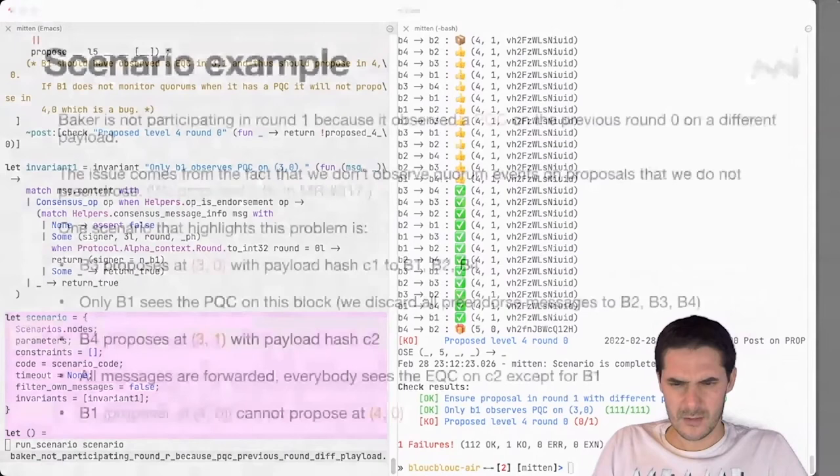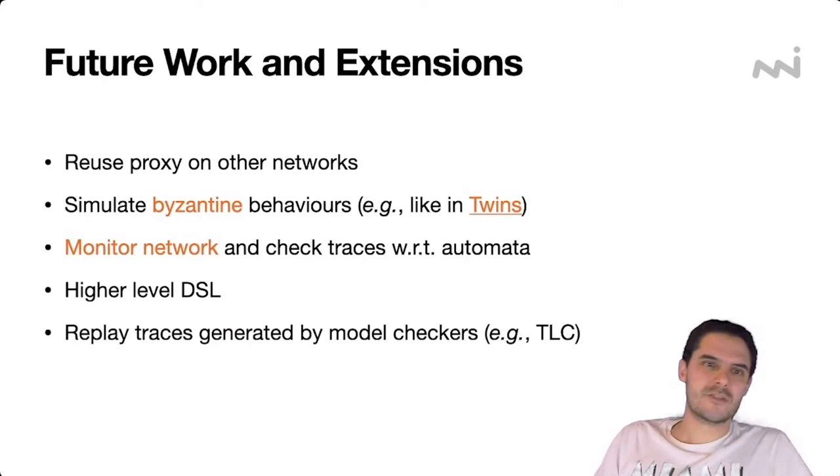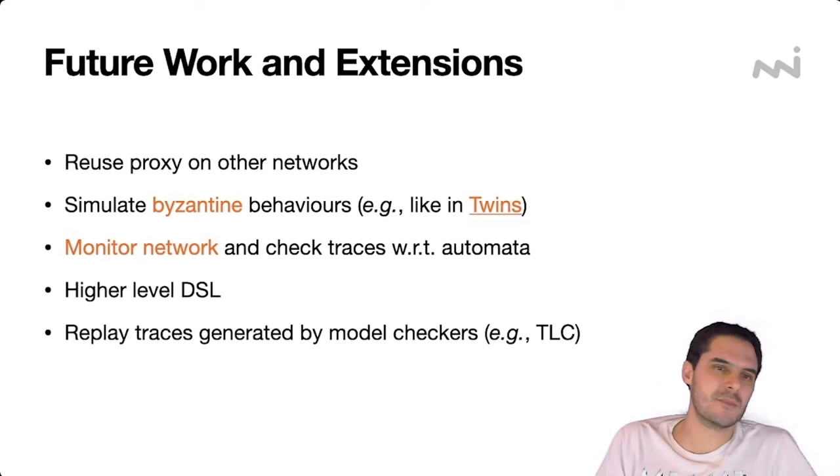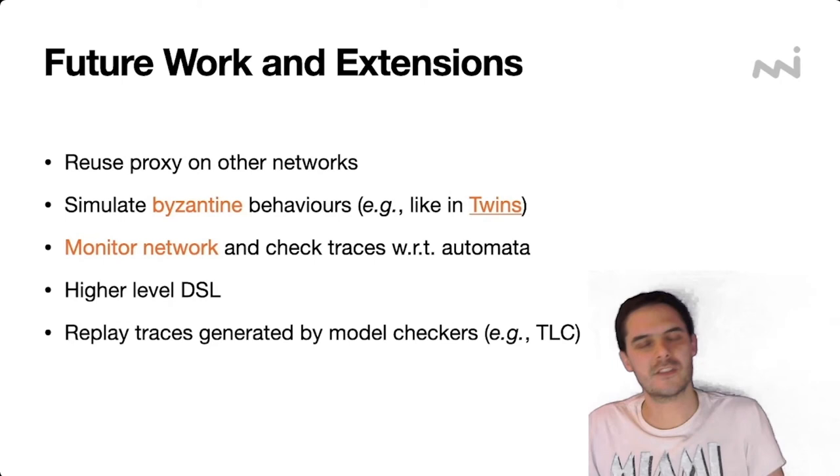So as future work, there are a lot of extensions that we can think of for Mitten. Mitten is built to be generic, so the scenario language, right now, is tailored to this notion of pre-endorsement and endorsement message, but we can imagine that we could plug in any basic, elementary message that we want. So we want to reuse this proxy on other networks.